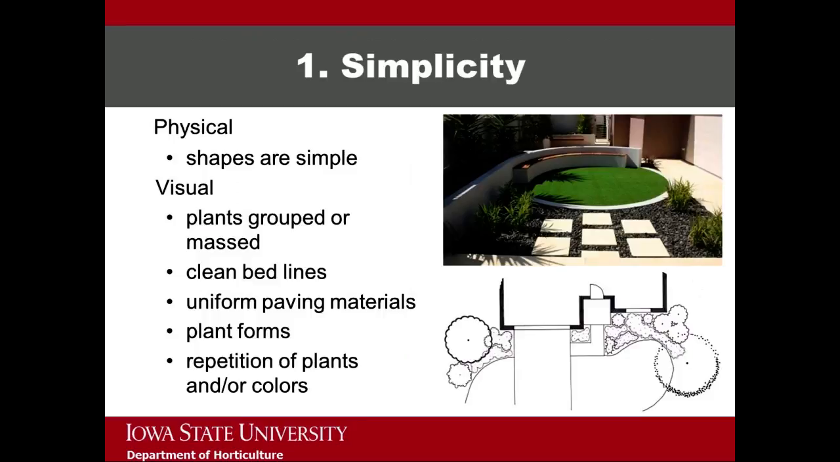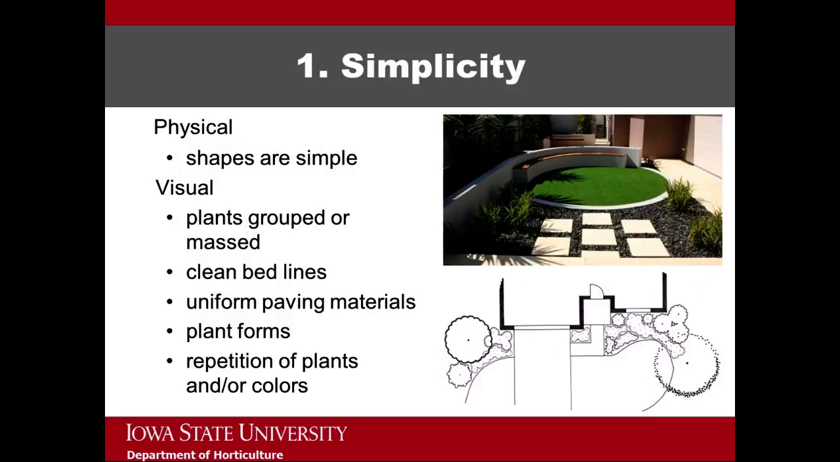The first principle I will discuss is simplicity. I think this is one of the easiest principles to identify in a landscape. Simplicity can be divided into 2 categories: physical simplicity and visual simplicity. Physical simplicity is evident when the shapes within the garden are simple.